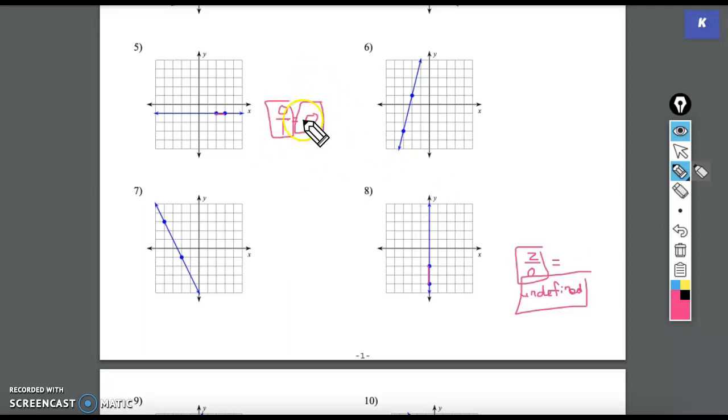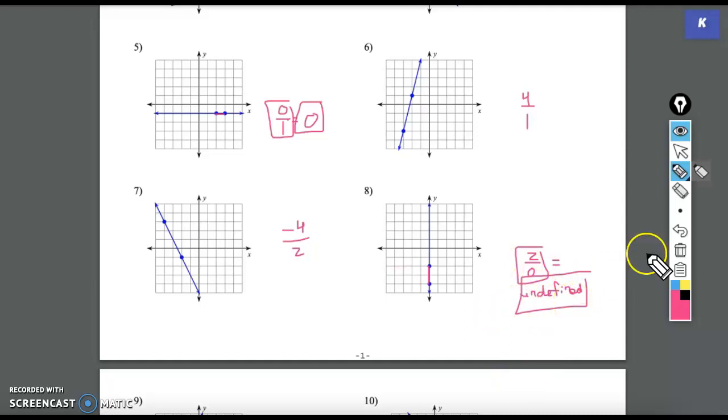Here, my answer is 0. Here, my answer is 1, 2, 3, 4, 4 over 1. So here, my answer is 4 over 1. Here, my answer is negative 4 over 2 or something like that, or 5 over 2. Here my answer is undefined.